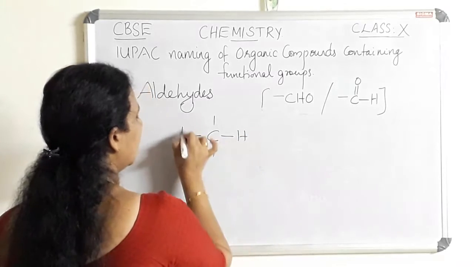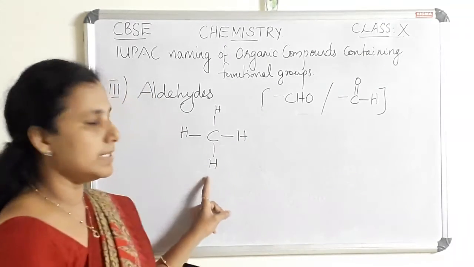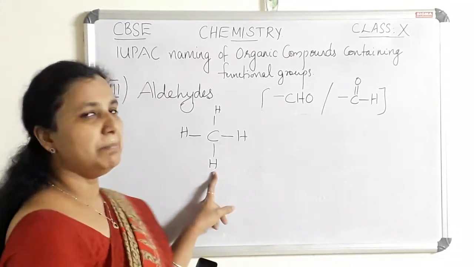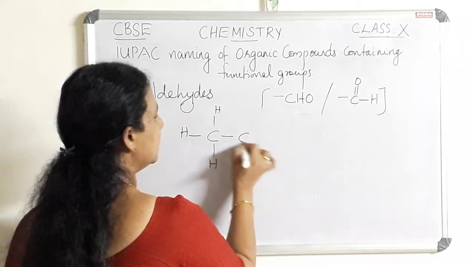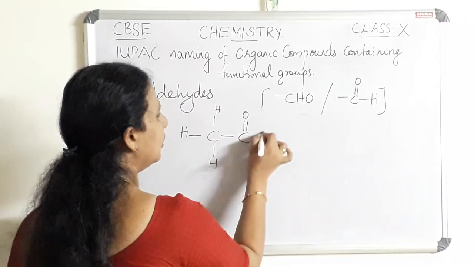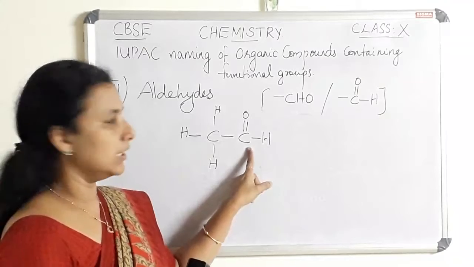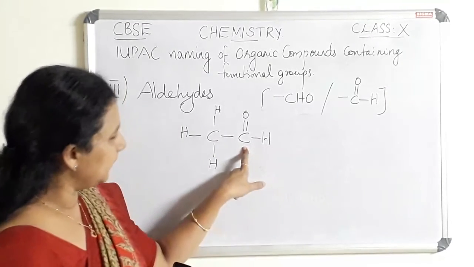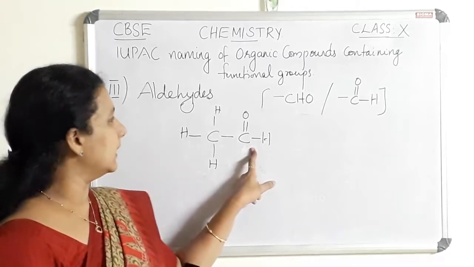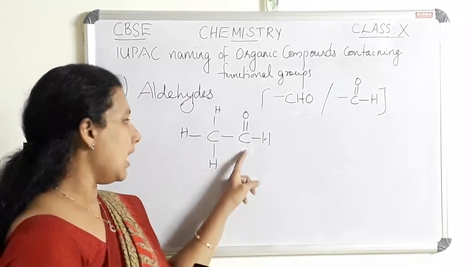So this is a carbon compound with 1 carbon atom. This is the simplest hydrocarbon, methane. If a hydrogen atom is replaced by a CHO group, C double bond OH, then CHO is a functional group. So this compound has CHO as the functional group. With the functional group CHO, it is an aldehyde.